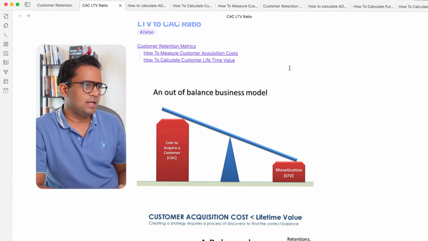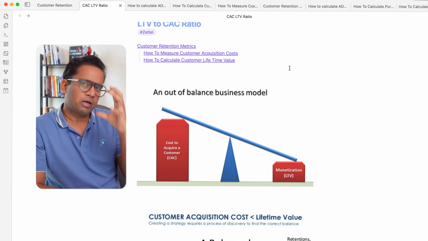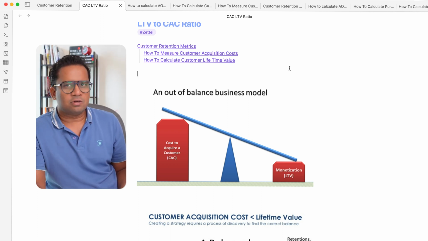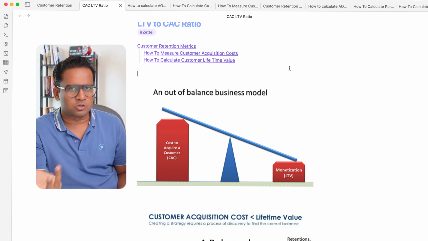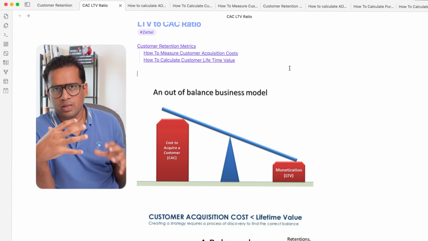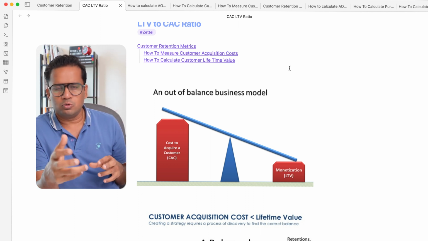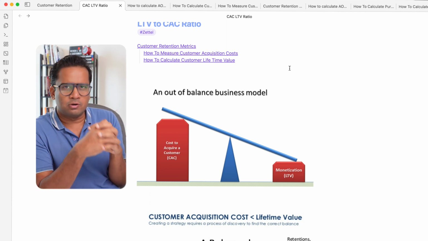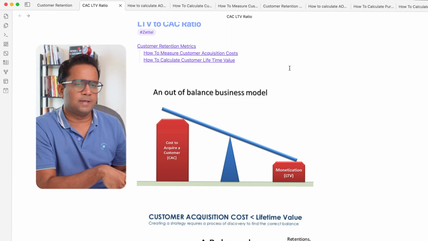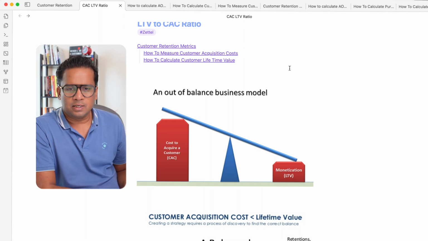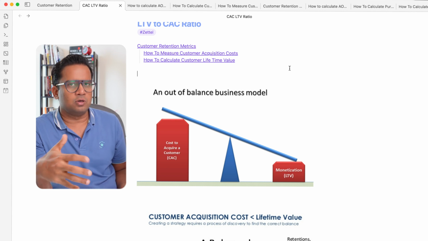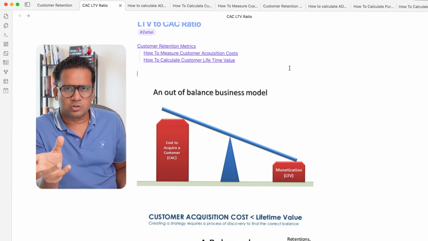The idea is that if you are spending more to acquire a customer and you are not getting enough out of those customers, then eventually you will shut down, and it's a loss-making business. Even if the ratio is 1:2 or 1:3, you just break even, because 20-30% is ops cost, and there is operational overhead, and there is COGS also involved, the customer cost of goods sold.